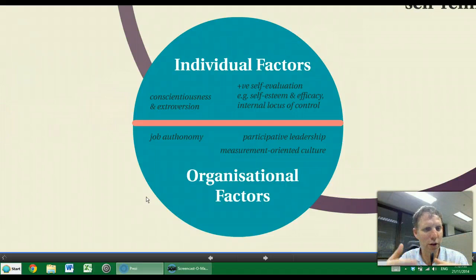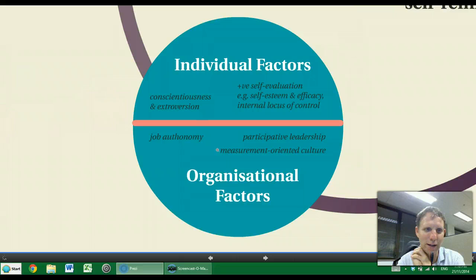Conscientious and extroverted people. Conscientious are the people who keep going with a particular task, and extroverts are the outgoing party types, tend to be better at this type of thing, and they have greater internal locus of control. Locus is basically a fancy word for location of control. And again, a spelling mistake, autonomy.